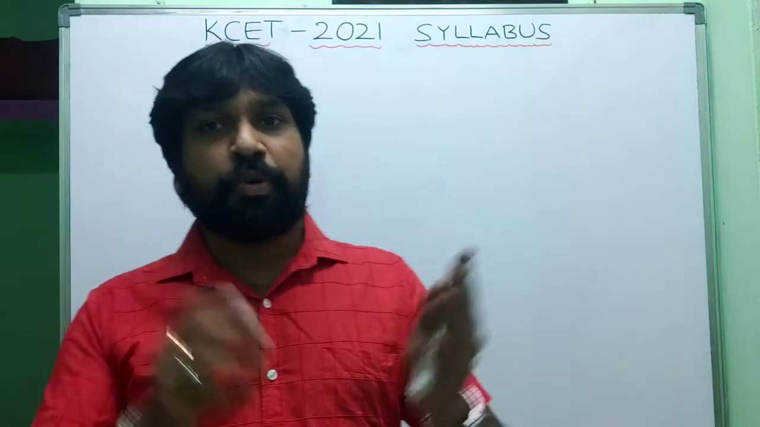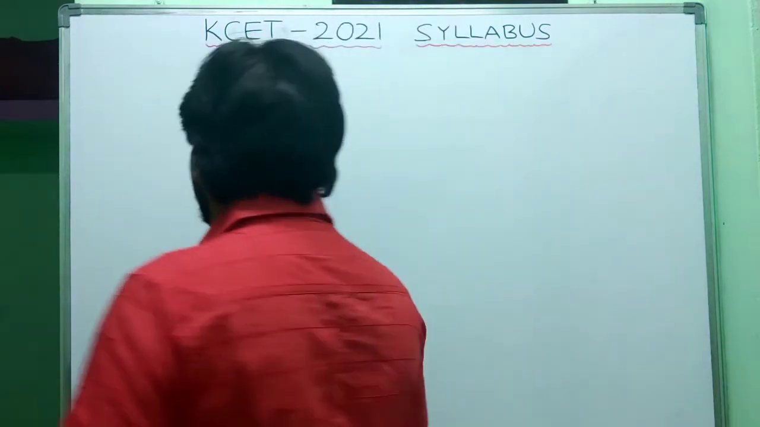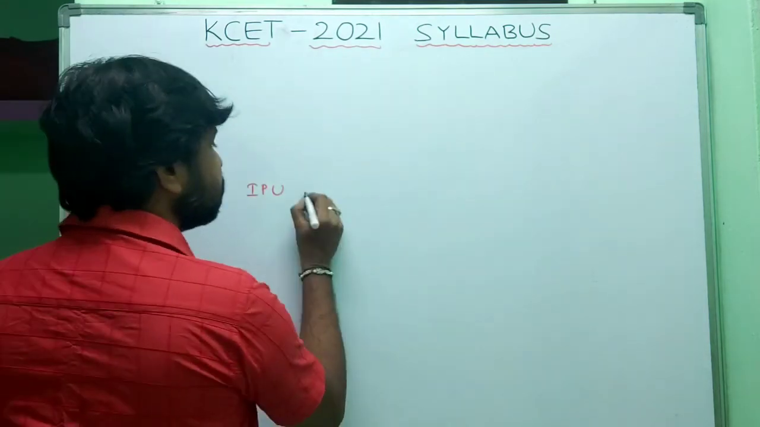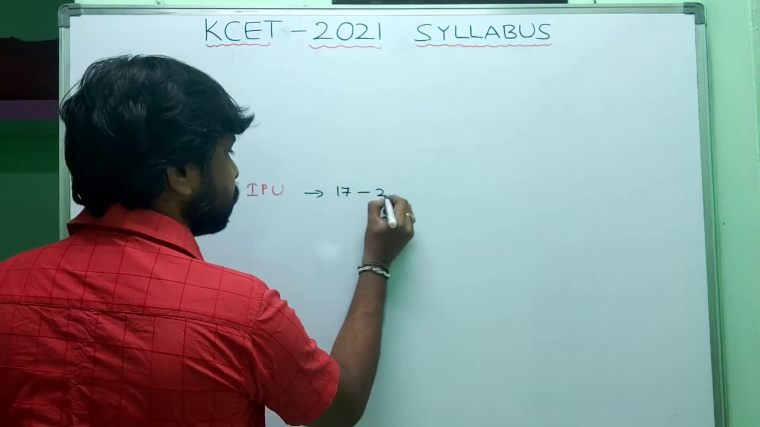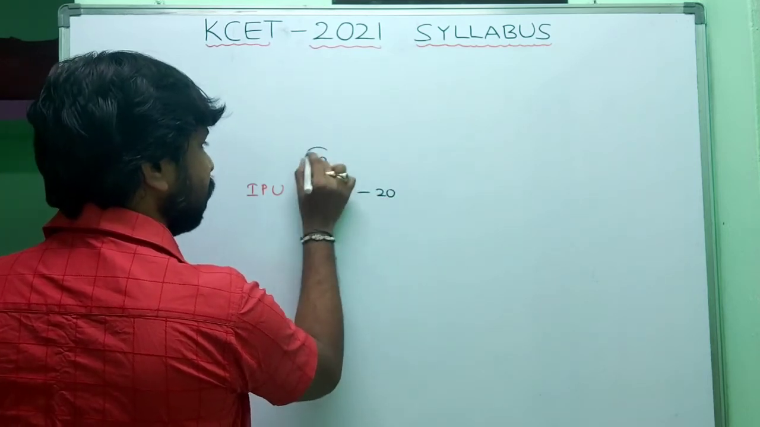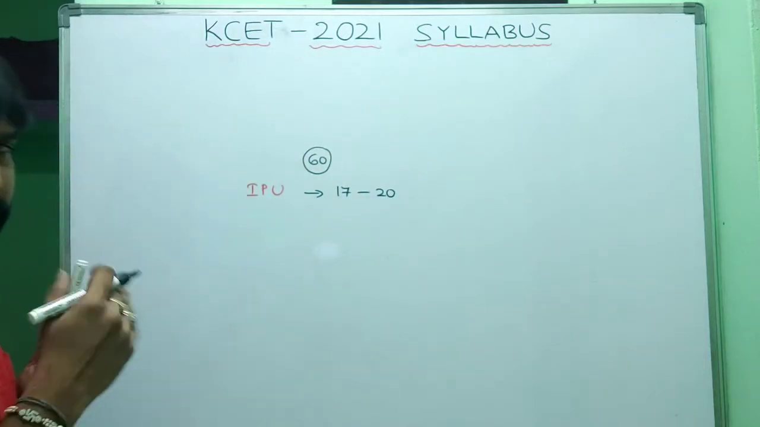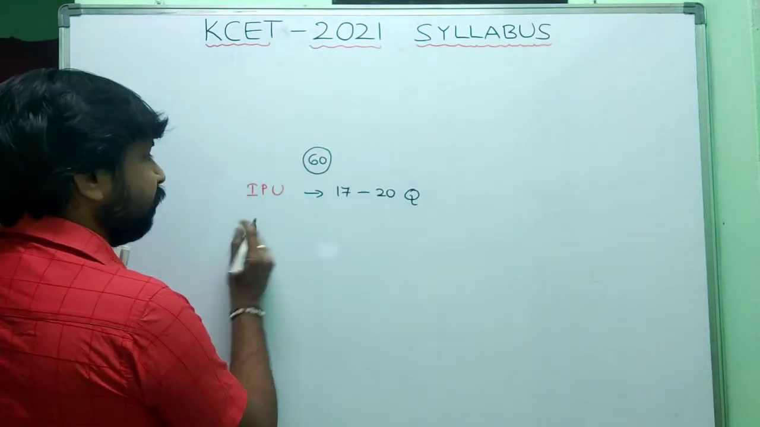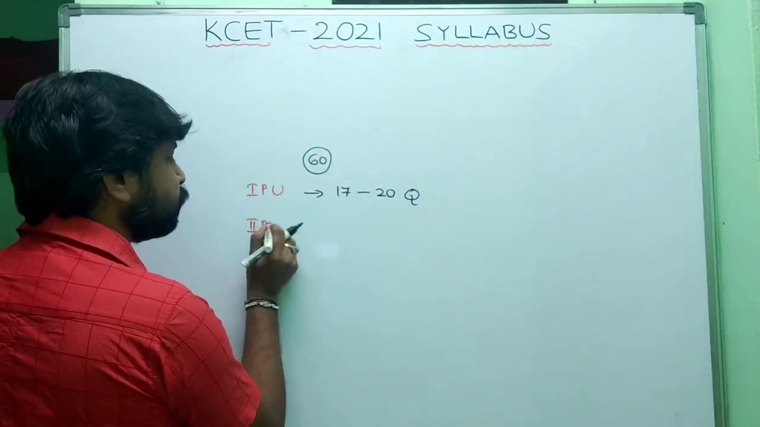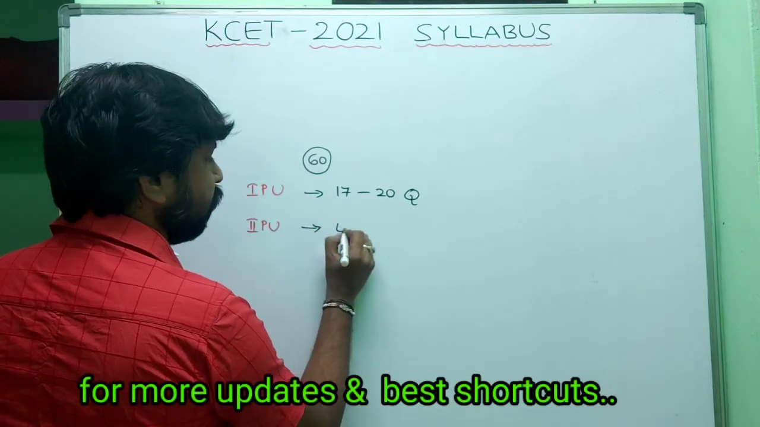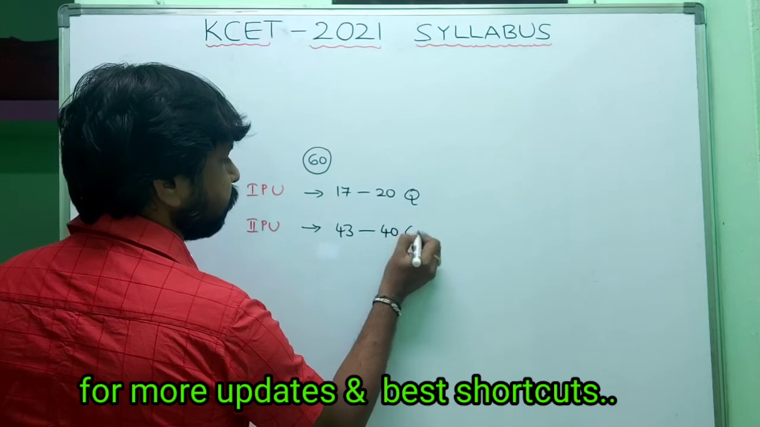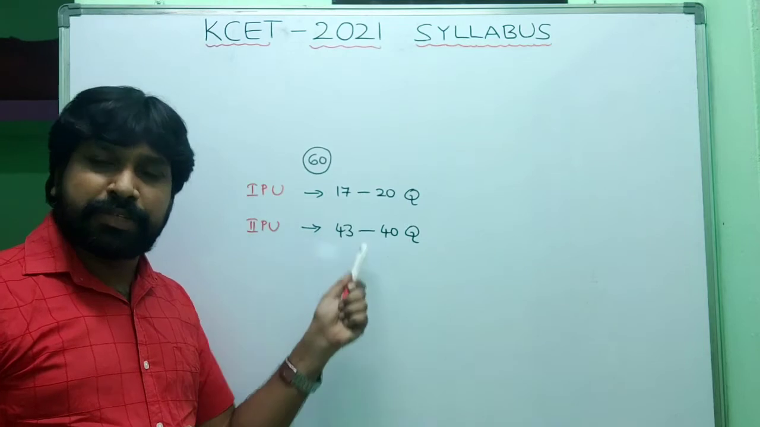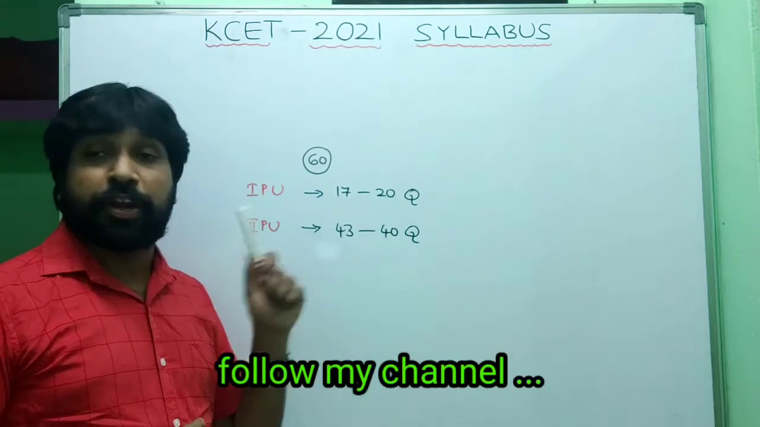And from the weightage point of view, every year they followed this strategy. For first PU, they follow 17 to 20 questions out of 60 questions in every paper, like mathematics, physics, chemistry or bio. So 17 to 20 questions they ask from first year, whereas from second PU the remaining 43 to 40 questions every year. Like first year 17 means second year 43, first year 18 means 42, 19 means 41, and 20 means 40 questions.